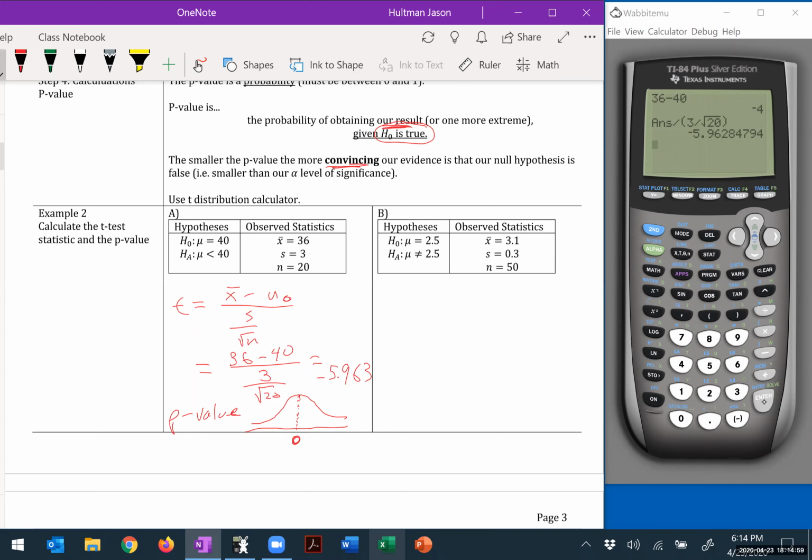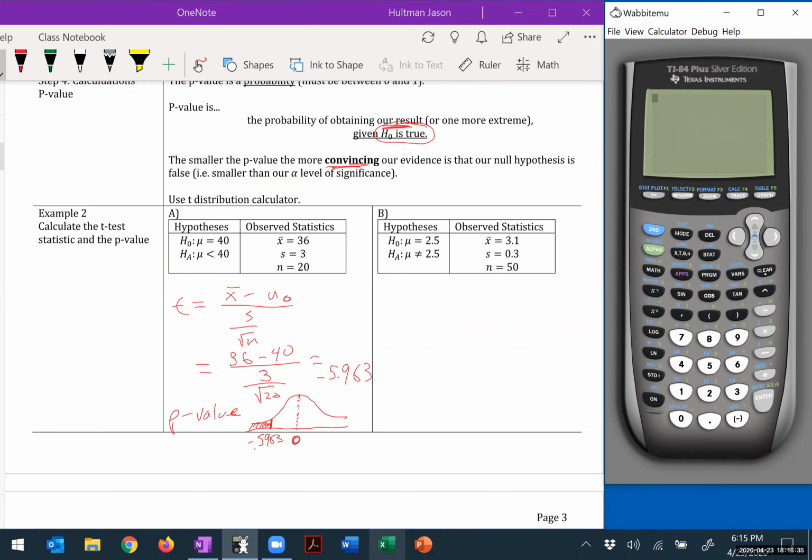We turn this into a standard t, and we want to be down here at negative 0.5963. We want to be less than, so this is one-tailed. We want to know what's the probability of being less than or equal to negative 0.5963.